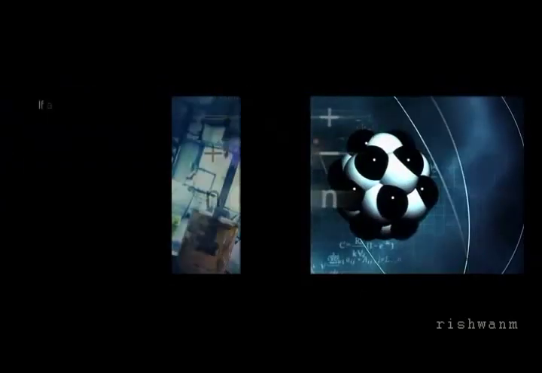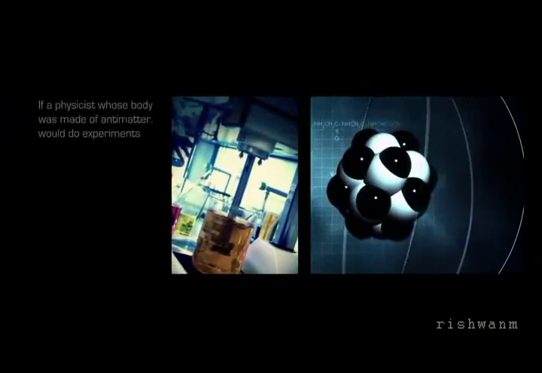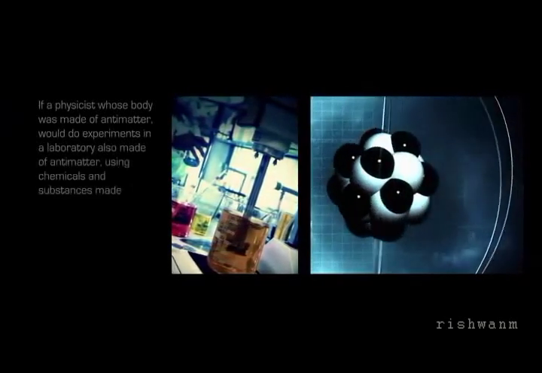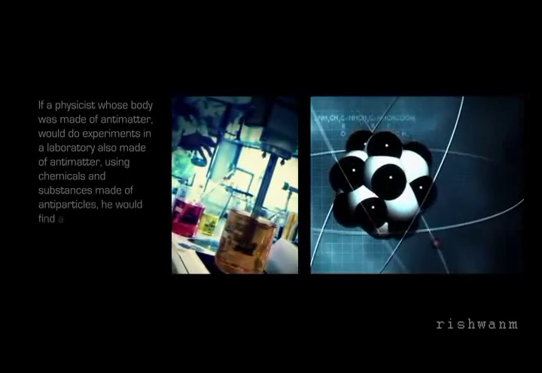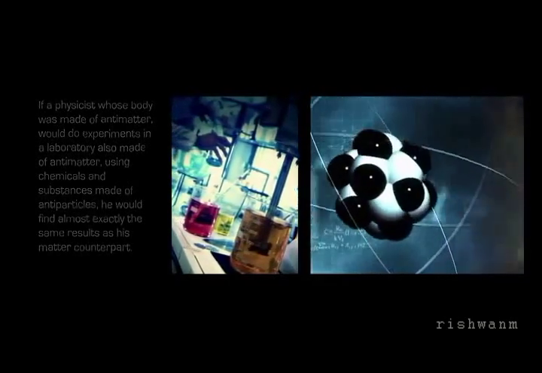To clarify, if a physicist whose body was made of antimatter would do experiments in a laboratory also made of antimatter, using chemicals and substances of antiparticles, he would find almost exactly the same results as his matter counterpart. But when they would merge, immense energy would be released proportional to their mass. Very recently, Fermilab discovered how quanta such as mesons are switching 3 trillion times per second from matter to antimatter.